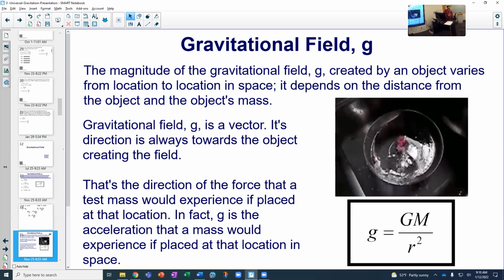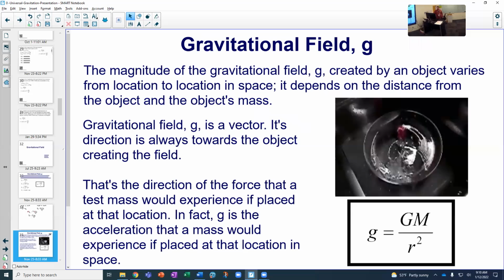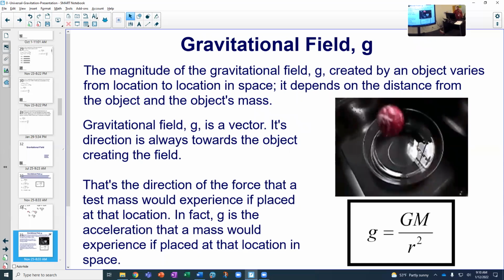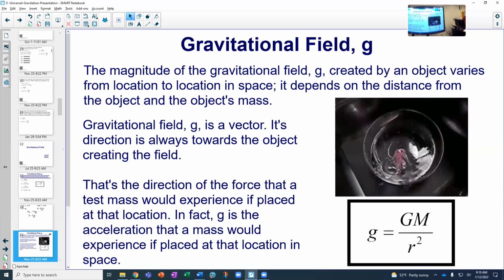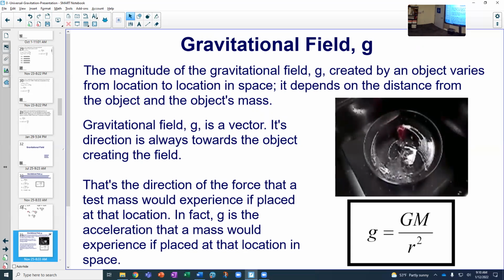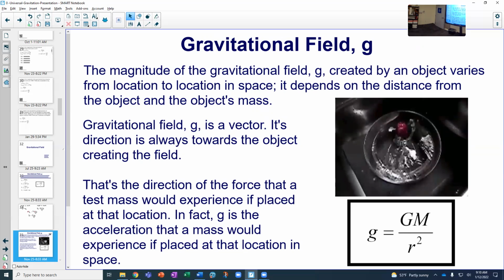All right, thanks, Aiden. The magnitude of the gravitational field G created by an object varies from location to location in space. It depends on the distance from the object and the object's mass. Gravitational field G is a vector. Its direction is always towards the object creating the field. That's the direction of the force that a test mass would experience if placed at that location. In fact, G is the acceleration that a mass would experience if placed at the location in space.